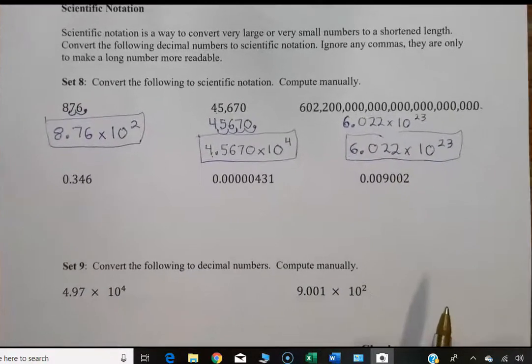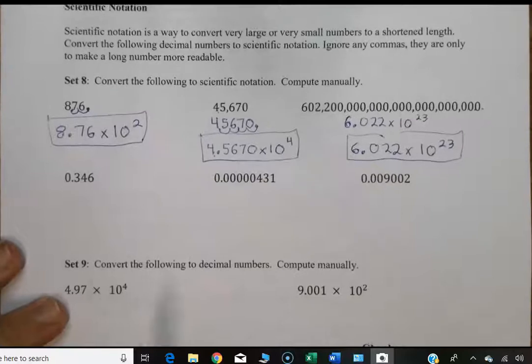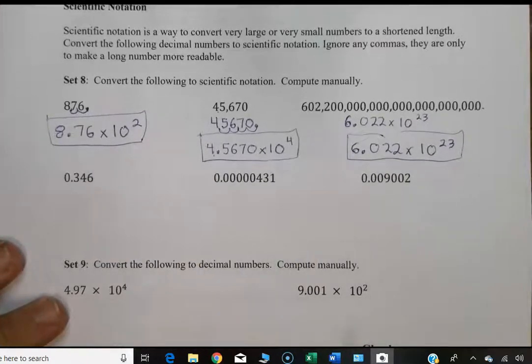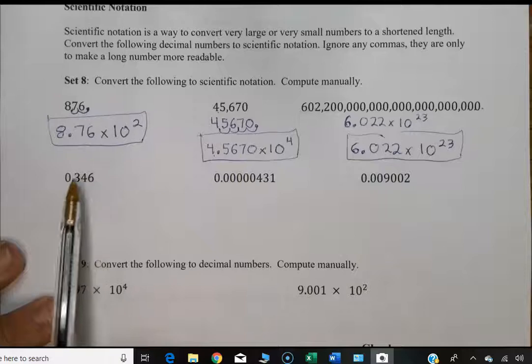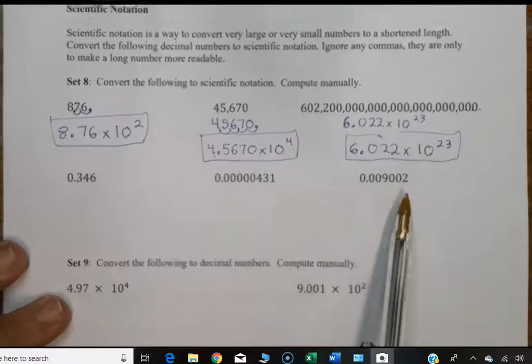Okay, now let's do some numbers less than 1. Notice these are all positive numbers. They're between 0 and 1. Now what you think of as decimal numbers. They're between 0 and 1. Okay, so these numbers were all greater than 1. These numbers are less than 1, but they're not negative numbers.